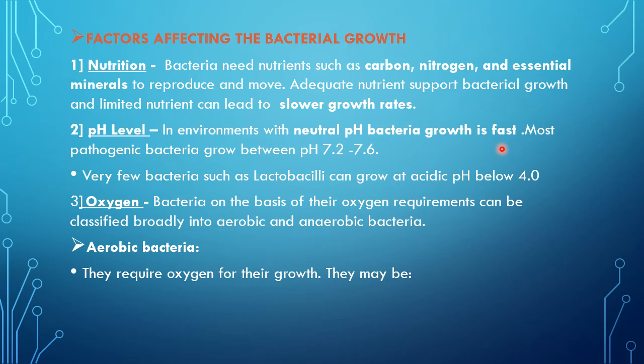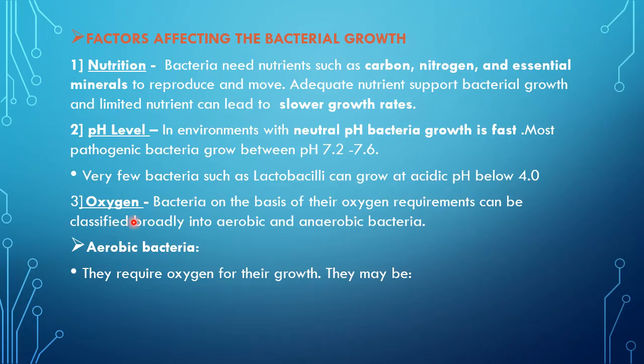But there are some other bacteria which can grow in basic pH, and some which will grow in acidic pH. Most pathogenic bacteria grow between pH 7.2 to 7.6. Pathogenic bacteria are the bacteria which cause diseases. So these bacteria grow between pH 7.2 to 7.6, a slightly basic pH. Whereas there are some other bacteria which grow in acidic pH also, like lactobacilli. Lactobacilli choose pH below 4, but most of the bacteria will choose neutral pH for their growth.